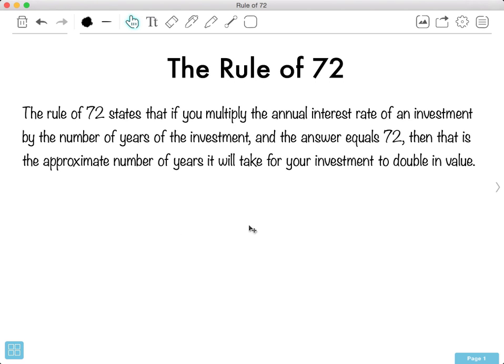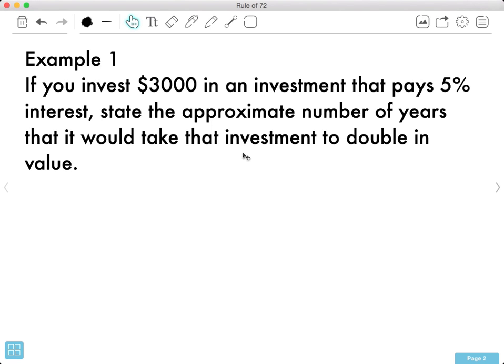You can figure out using your graphing calculator and the TVM solver exactly how long it would take to double in value, but the rule of 72 is used if you don't have a graphing calculator handy. It's good for quick approximations. So we'll look at a few different examples here.